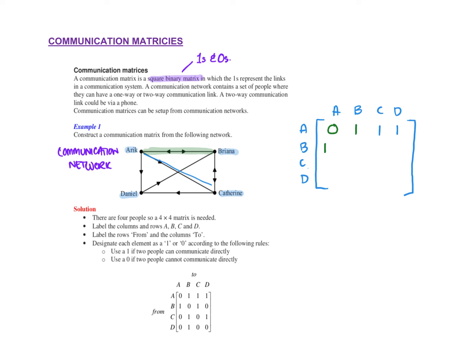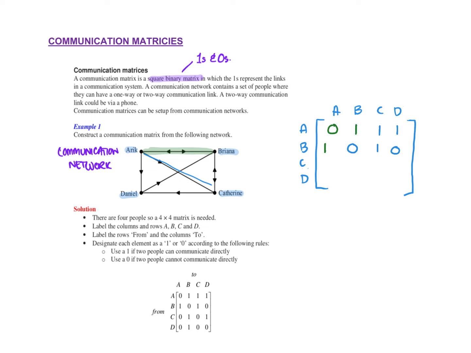All right, let's go check with Brianna. Now, can Brianna, she's not going to talk to herself, so we'll see a 0. Can Brianna talk to Catherine? Yes, the arrows are going both ways there. And can Brianna talk to Daniel? No, because the arrow's not going that way.